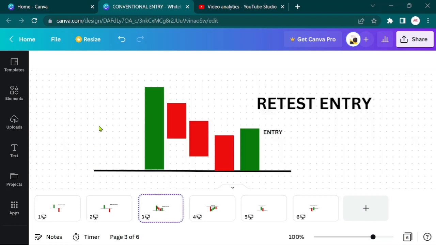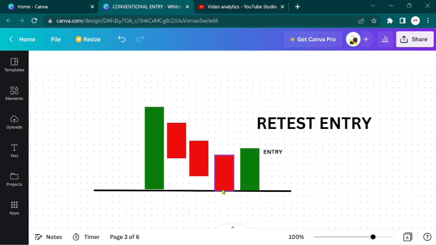Retest entry means they are very cautious traders. They won't believe in this close. This close is taken by conventional people. They wait for some retracement. After a breakout here, if there is a huge consolidation in this area, a breakout candle will come. After this breakout candle, a conventional trader will enter here, but a retest trader will not enter here. He will wait for some discount. He is not ready to pay this price. He wants some discount.